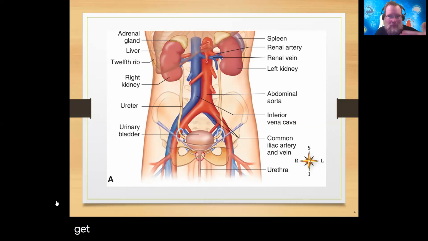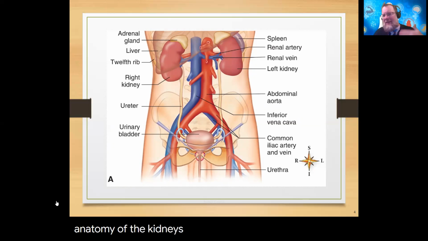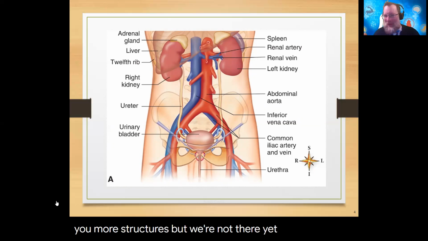Now, when we get into the microstructures, the small anatomy, microanatomy of the kidneys, there'll be a few more terms, so a few more structures. But we're not there yet. We'll get there in a few minutes. For now, though, we just want to look at the four macro structures of the urinary system.